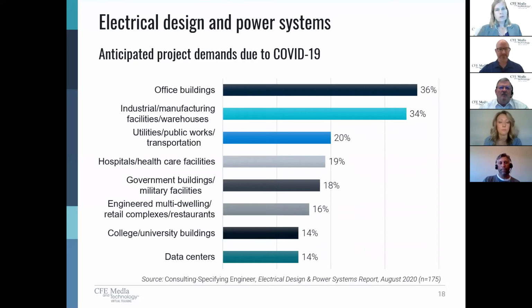Yeah, and next we looked at the types of projects that are anticipated as COVID-19 continues to affect the industry. Office buildings was right at the top, which was a little surprising, but next, industrial or manufacturing facilities, that really did not surprise us because we do anticipate these to continue growing and expanding, especially with electrical and power systems.